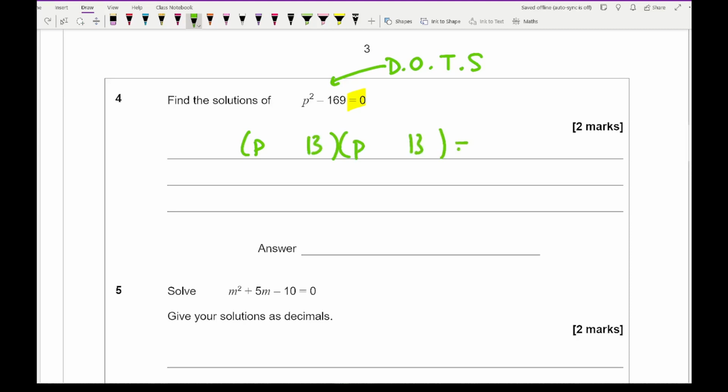So again, don't forget, one's a plus, one's a minus. So here our answer is going to be plus or minus 13. Or you could write the answers elongated. It's entirely up to you.